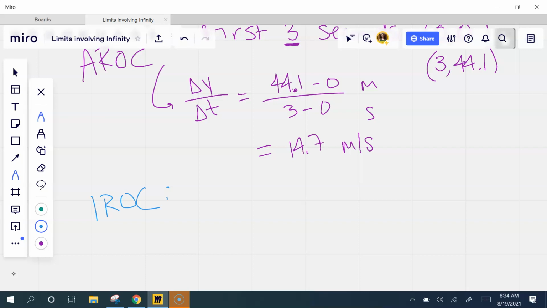That's IROC. Let me look at the difference between IROC and AROC. Yes, that can be AROC. But it's IROC when H is going to 0, when H is getting smaller and smaller and smaller. So when there's no... you see what I'm saying?